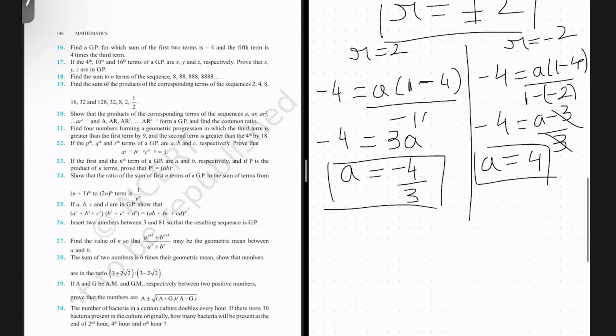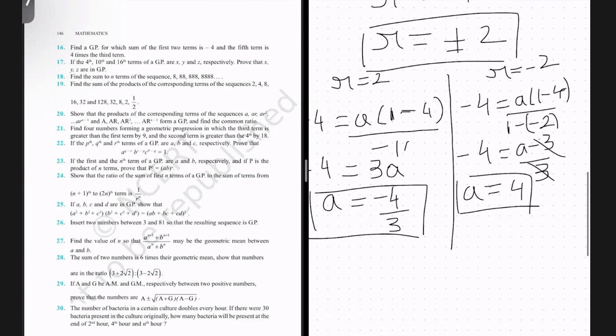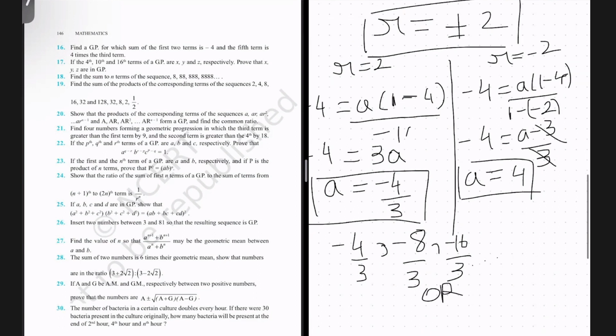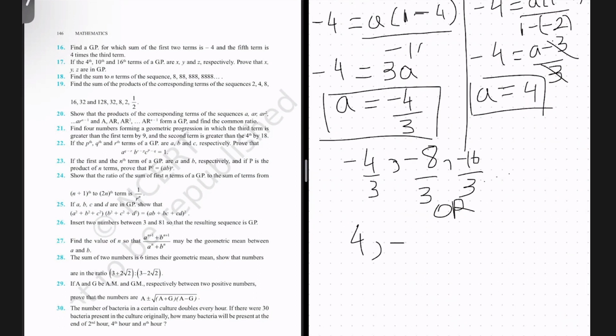So either your GP is of the form minus 4 by 3, minus 8 by 3, minus 16 by 3, and so on and so forth when r is equal to 2, or your GP is of the form 4, minus 8, 16, minus 32, and so on and so forth. So either this is going to be a GP or this is going to be a GP.